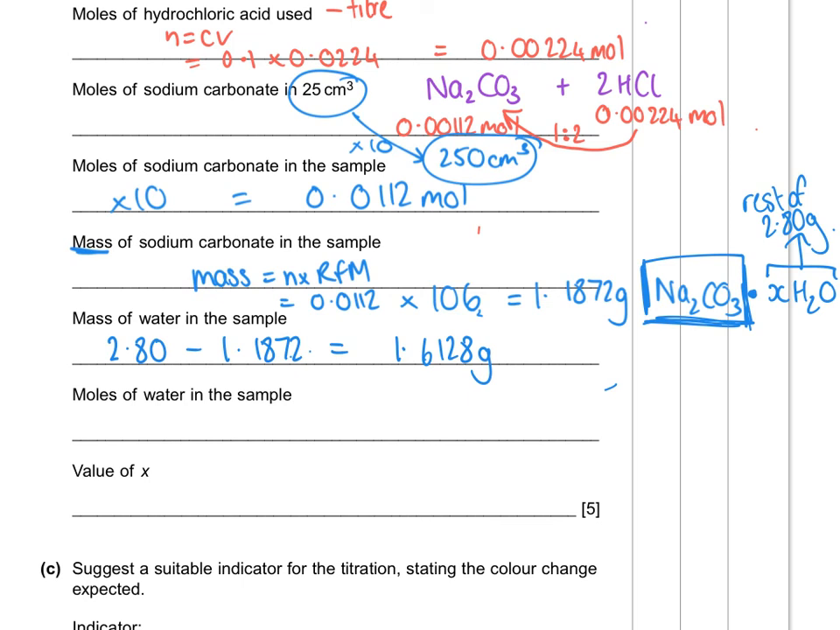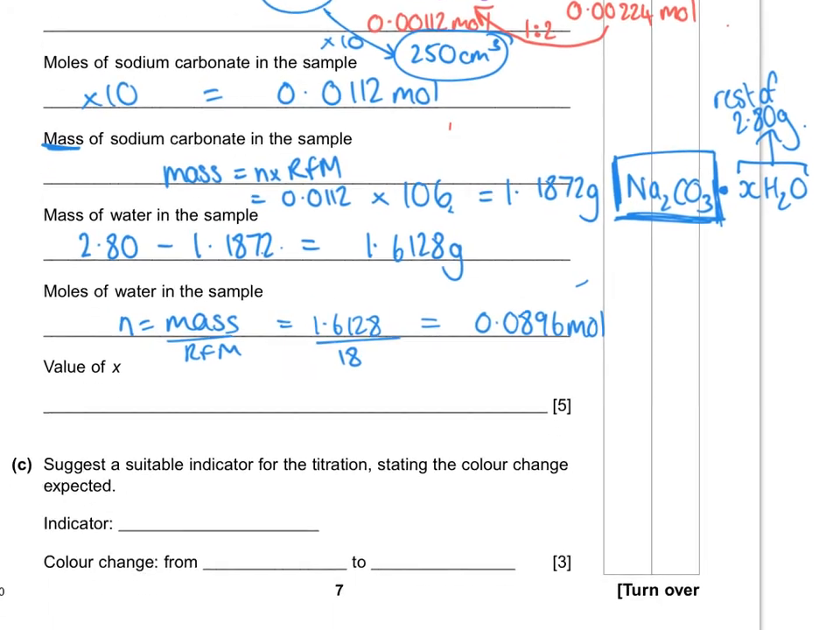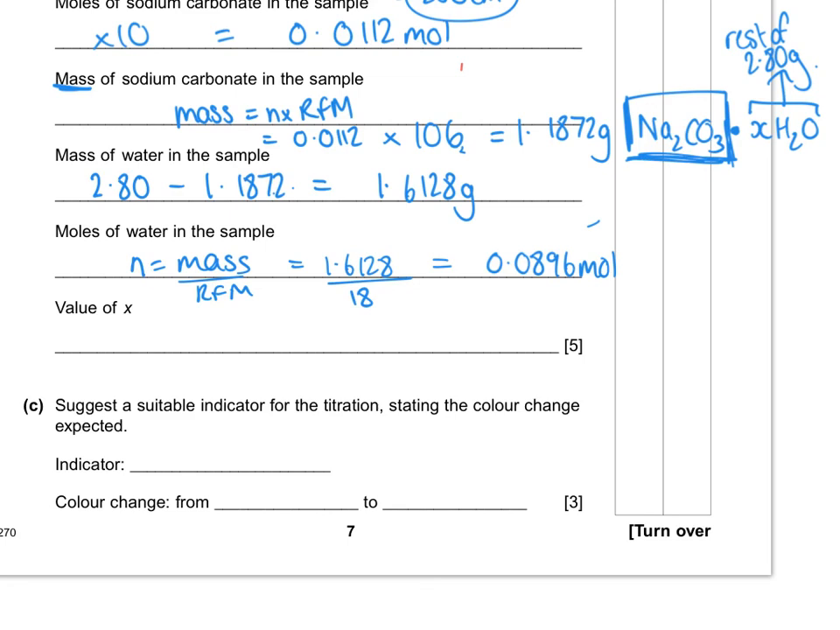Next part asks me to work out the moles of water in the sample. They may not give you this step, but you do need to work out the number of moles of water in the sample, because then we will do a mole ratio to get your water of crystallization. So the moles of water is n equals mass over RFM. Mass of water is 1.6128. The RFM of water is 18. And that gives you a number of moles of 0.0896 moles.